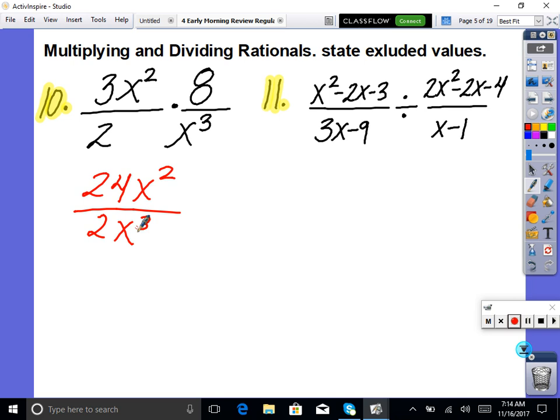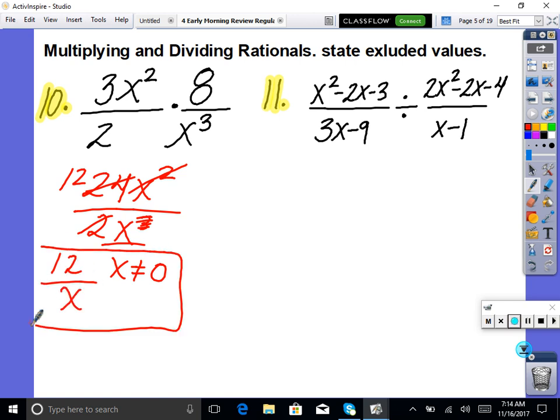It says, state excluded values. Before you divide it out, we've got to exclude. x cannot be 0. Divide out exact factors. What's 24 divided by 2? 12 on top. And then x squared and x cubed, won't they divide out and become just x on bottom? So on top, we had a 12. On bottom, we had an x, as long as x cannot be 0. All good. Okay, looking at number 11.